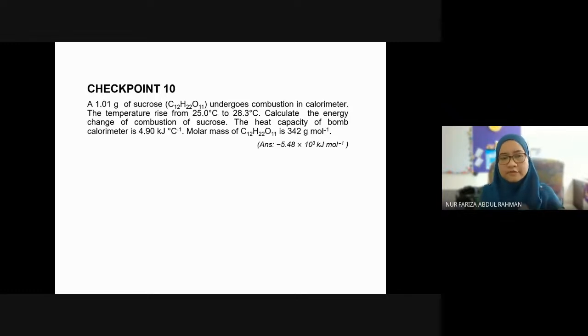Okay, so we have checkpoint 10. Let's discuss checkpoint 10. Please check your answer. This is the substance that needs to be burned, undergoing combustion. This sucrose will be burned in the calorimeter. We need to know what type of calorimeter is used. The temperature will of course rise because this is a combustion reaction and it is an exothermic reaction.